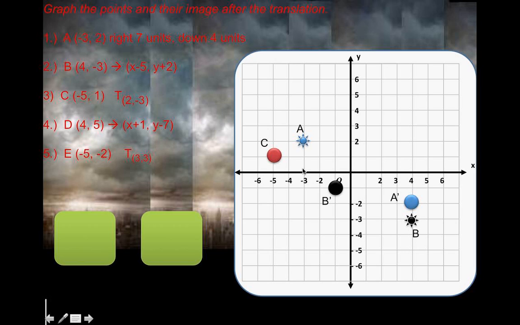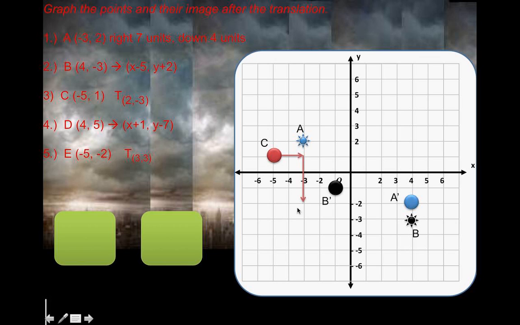Now that doesn't mean it moves to the point 2, negative 3. It means you're taking and adding 2 onto your x value. You're adding 2 onto your x value. So you're going to go positive 2 on your x. And you're taking 3 away from your y value. So you're going negative 3 on your y. So down 3.